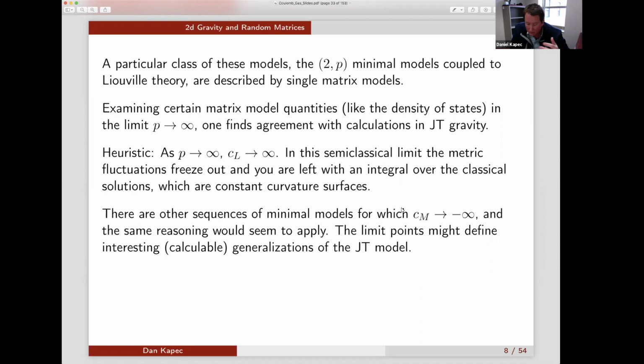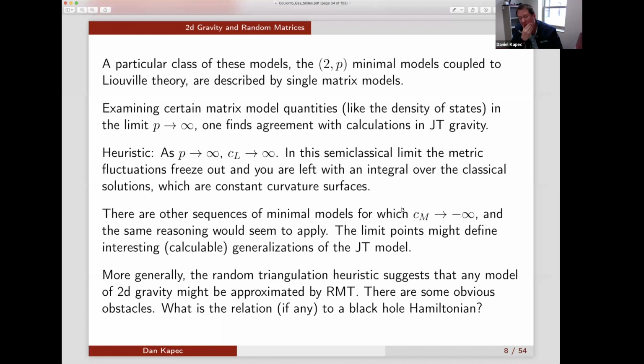And so what you would like to really do is to just do some formal manipulations within the path integral, as has been suggested for JT gravity, and kind of guess the answers quickly. So that's sort of why we'd like to understand this, how seriously we can take this Lagrangian description for the minimal model, because it will then allow for very formal but kind of easy derivations of this type of correspondence. And I just would say more generally, this random triangulation heuristic suggests that many models of 2D gravity could be approximated in some sense with random matrix theory.